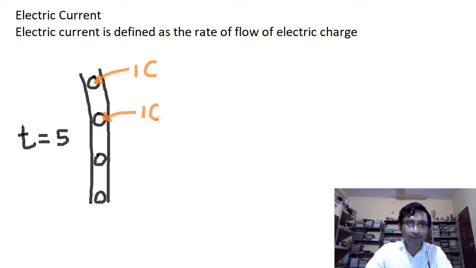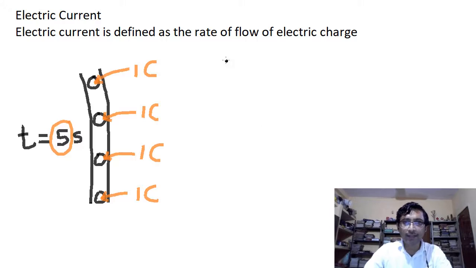So in total, we find that 4 coulombs of charge are flowing through this wire in the given time. And what is the given time? The given time is 5 seconds. So this is 5 seconds. So let me put down that second. Okay, so in 5 seconds, 4 coulomb charges are flowing.